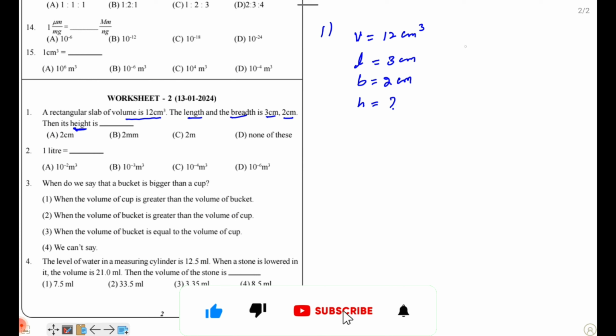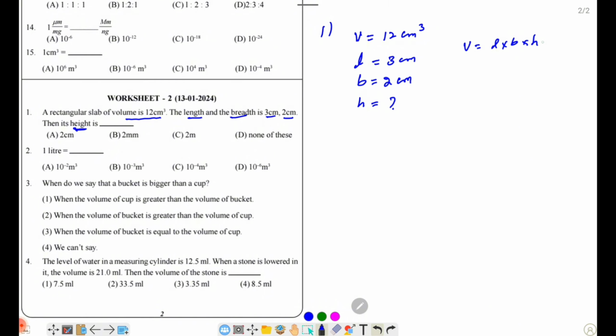We know the formula of volume. Volume is equal to length times breadth times height. Here we should find the value of h. So rearrange this formula as height equals V divided by length times breadth. Now substitute the values in this equation. As the volume is 12, 12 divided by length 3 times breadth 2 is equal to height. Therefore height will be 12 over 6, which is 2 centimeter. So the answer is option A.